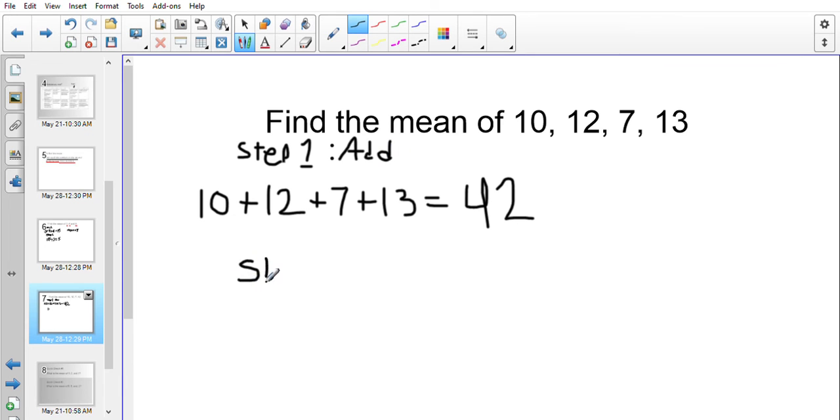Step 2 is to take the result from step 1 and divide. And what was the result we got from step 1? Well, the result was 42. And what do we divide by? We divide by the number of data points. And in this case, there are 4.